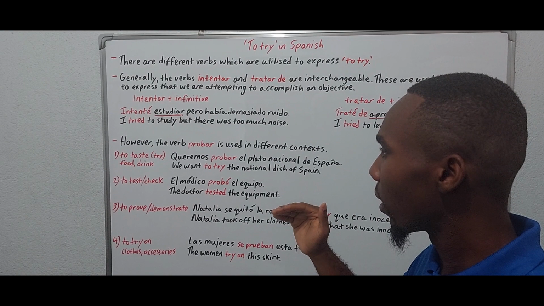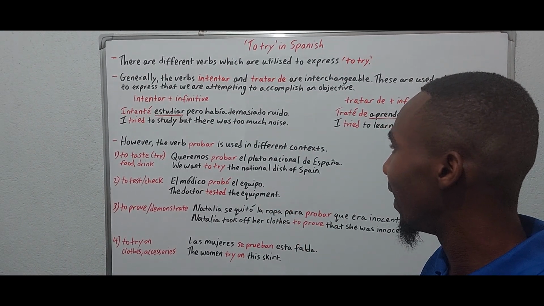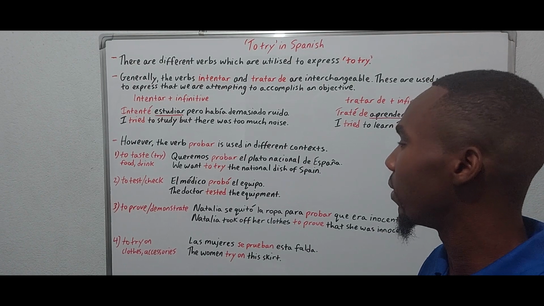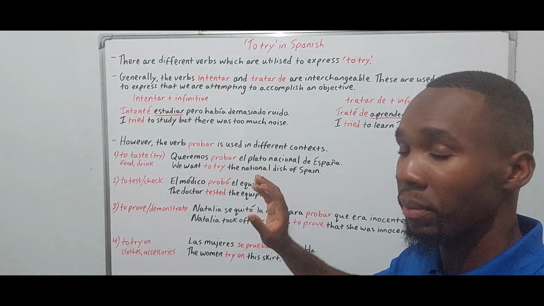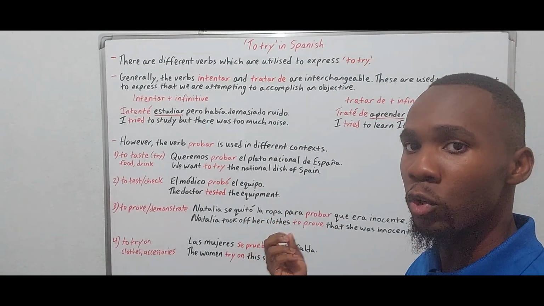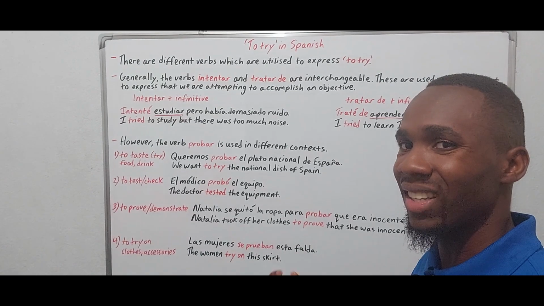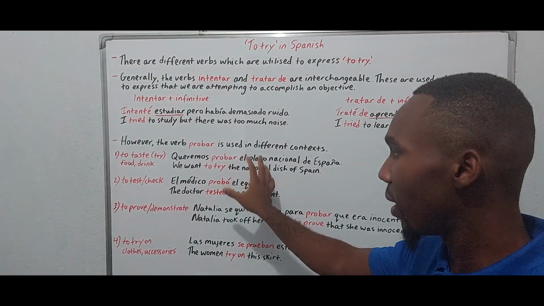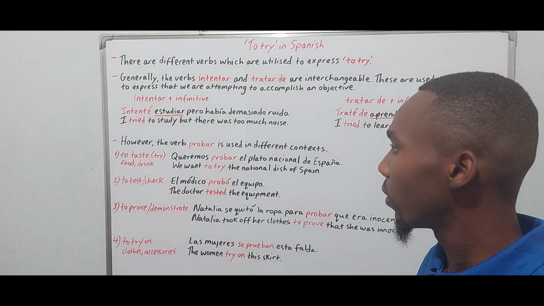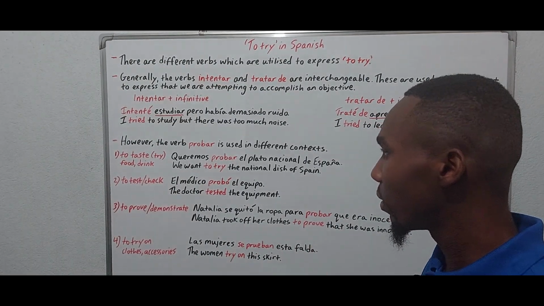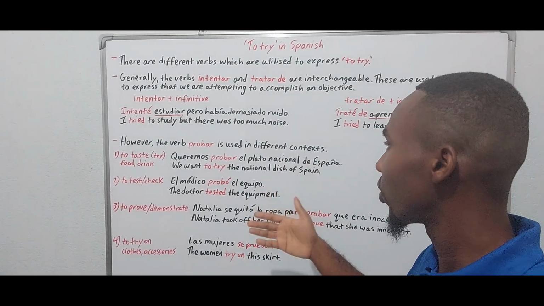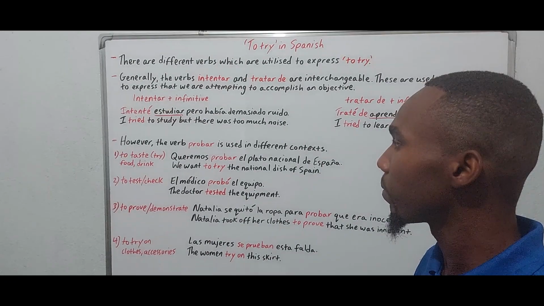Queremos probar el plato nacional de España. We want to try the national dish of Spain. So we need probar because we are talking about trying or tasting food. So when we say to try, we mean to taste. So this probar would translate in this context as to taste. We want to taste, aka try, the national dish of Spain.